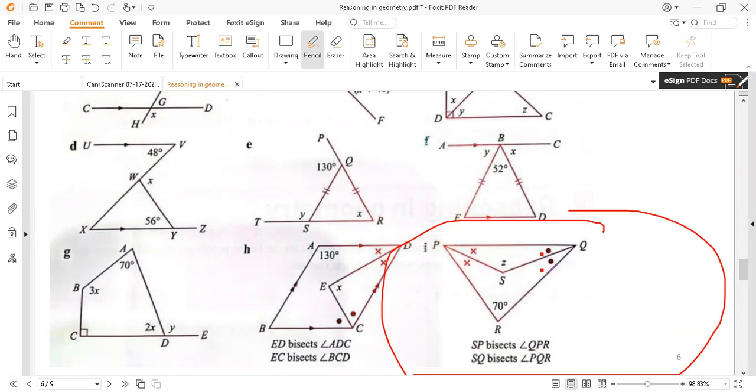Also, SQ bisects this angle. So we have this one equal to this and this equal to this. They asked us to find Z. No problem. So we can, for example, put x here, because these two angles are equal, and we can put y here and y.